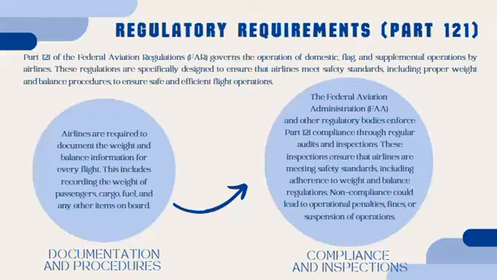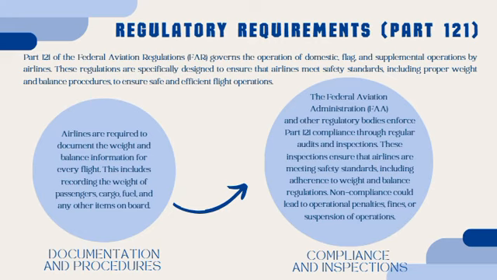Regulatory requirement, Part 121. Part 121 of the Federal Aviation Regulations, FAR, governs the operation of domestic, flag, and supplemental operations by airlines. These regulations are specially designed to ensure that airlines meet safety standards, including proper weight and balance procedures, to ensure safe and efficient flight operations.